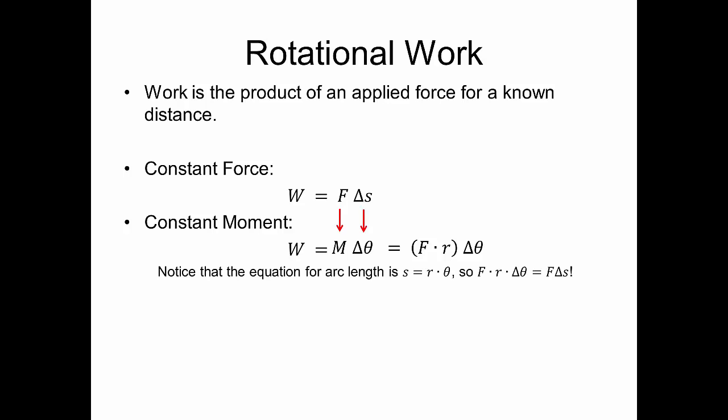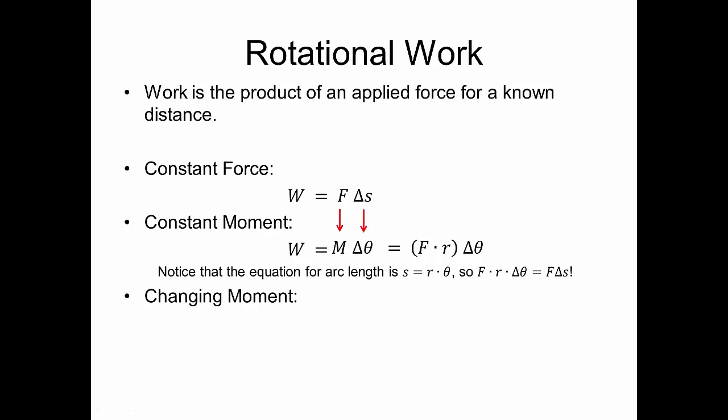If we look at the equation for an arc length, S equals r theta, and we look at our equation here, where F times r times delta theta is equal to our work, if we remove the parentheses, we get force times the radius times a change in angle. But radius times the angle is an arc length, so we get a force times a change in position. The only difference is the change in position, instead of being linear, is an arc length.